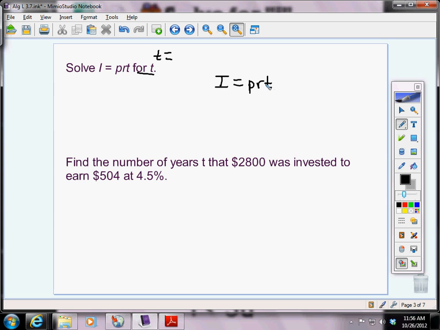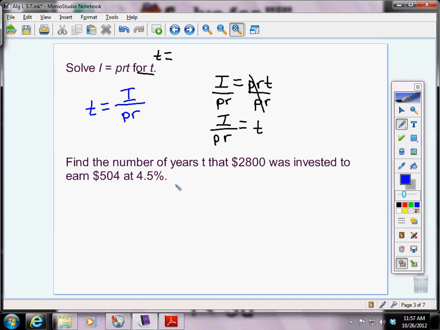We want to get time by itself, so we have to get rid of the principal and the rate. Now you could go through and divide both sides by p, and then that cancels out and you're left with RT and divide by R then. Or you could just think of this as being one quantity and divide right away by P times R. Again, this will cancel this out. We're left with T equals just the interest divided by principal times rate.